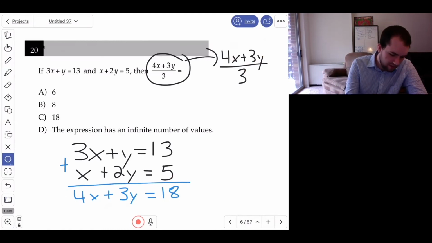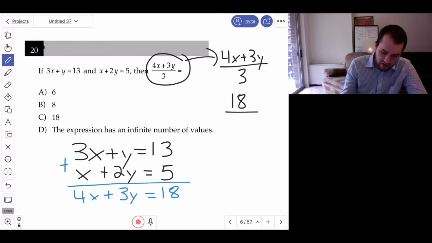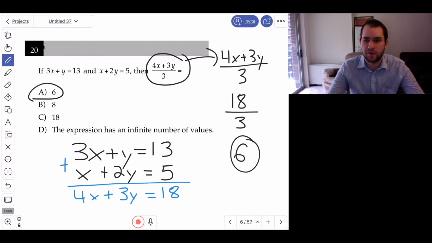I can now really simply substitute 18 into the numerator, divide that by 3 to get a final answer of 6, and very comfortably circle choice A.